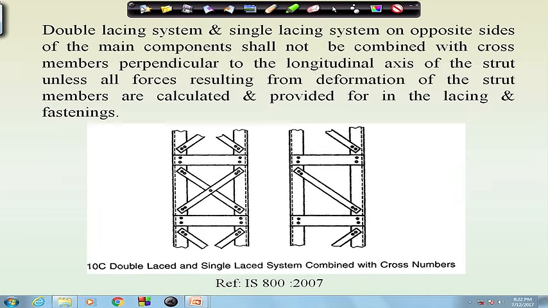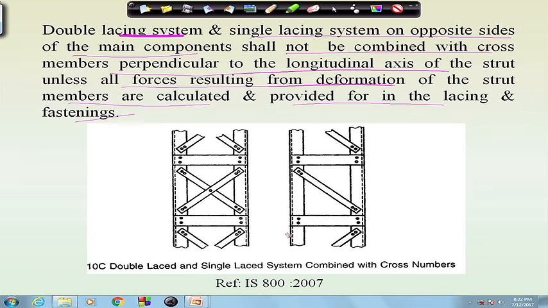Then another thing mentioned in the code is that a double lacing system and a single lacing system on opposite sides of the main component shall not be combined with cross members perpendicular to the longitudinal axis of the strut, unless all forces resulting from deformation of the strut members are calculated and provided for in the lacing and fastening. So, this is what the code says.